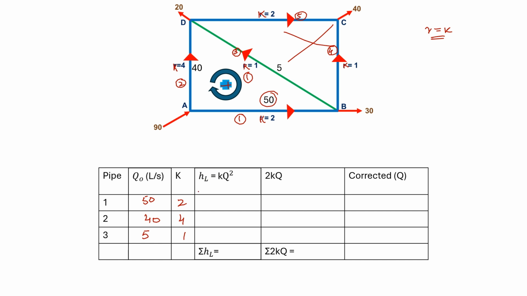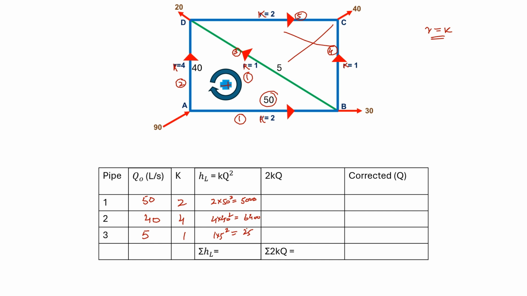Now we have to find the head loss for each pipe: k times q squared. This square comes from the Darcy-Weisbach equation. k is 2, q is 50. We take the square of 50, which is 2500, and multiply it by 2. So 2 times 50 squared will be 5000. And now 4 times 40 squared will be 6400, and 1 times 5 squared will be 25.